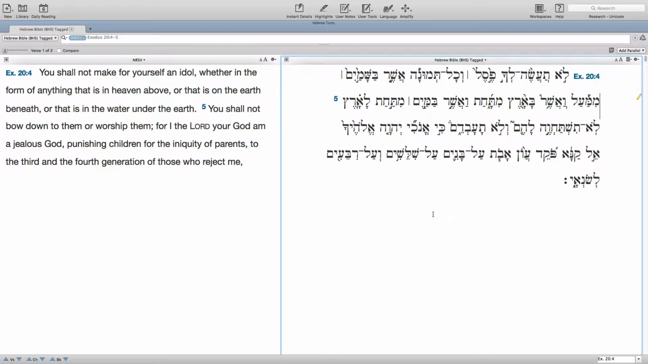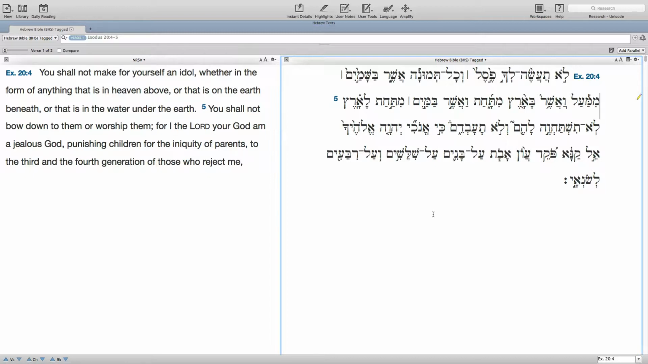So we have an excerpt here from near the beginning of the 10 Commandments from Exodus 20, which is again repeated with some variation in Deuteronomy 5. So let's begin with the English first. You shall not make for yourself an idol, whether in the form of anything that is in heaven above, or that is on the earth beneath, or that is in the water under the earth. You shall not bow down to them or worship them.